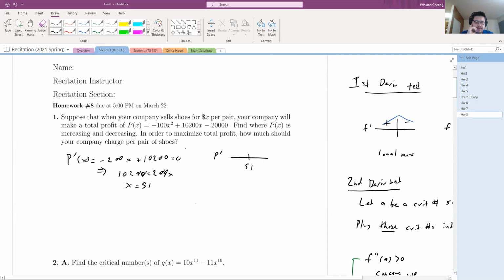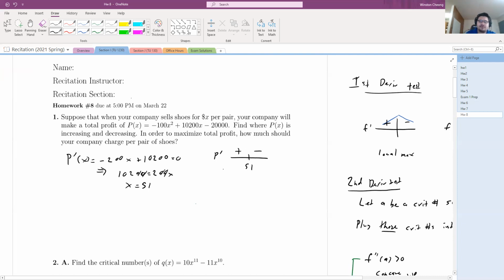Okay, so now we can think, what happens in this region? Is it positive or negative? So I look at this function and think about what's going to happen to it. If we were to plug in a number that's greater than 51, then what you should notice is that the minus 200x is going to dominate over the 10,200. And so this is actually going to be negative in this region. And then similar reasoning is going to give you that this side is positive.